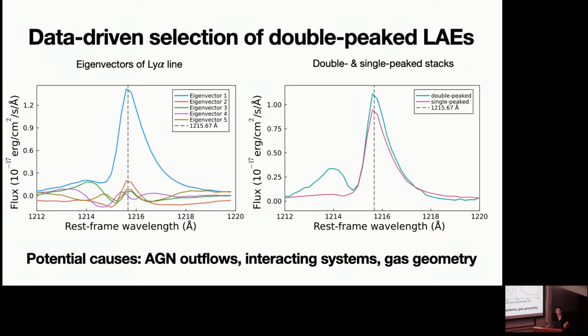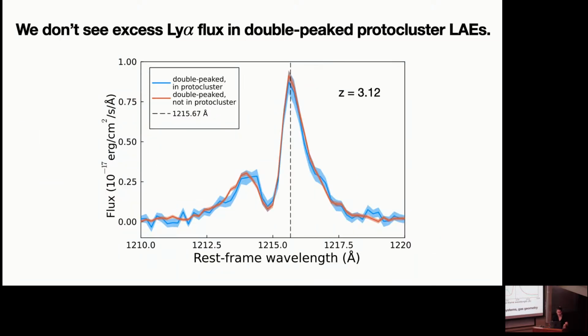And since we're able to actually identify the double-peaked galaxies, we can redo our analysis of inside or outside of protocluster stacks, but just for the double peaks. And what we see is that we don't see excess Lyman alpha flux in the double-peaked protocluster LAEs. And so this suggests that the mechanisms that are making galaxies have double-peaked emission lines might also be interacting with the environmental density. So that's also potentially interesting.